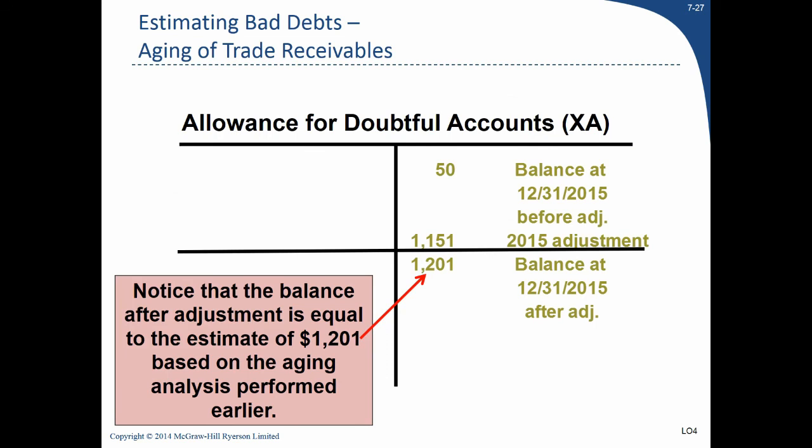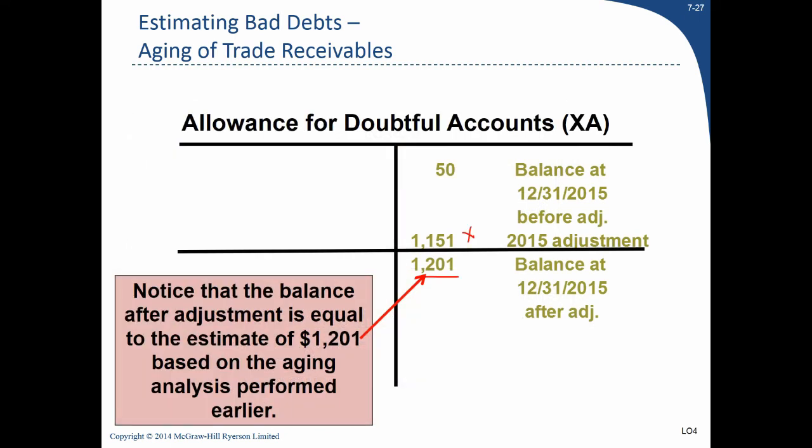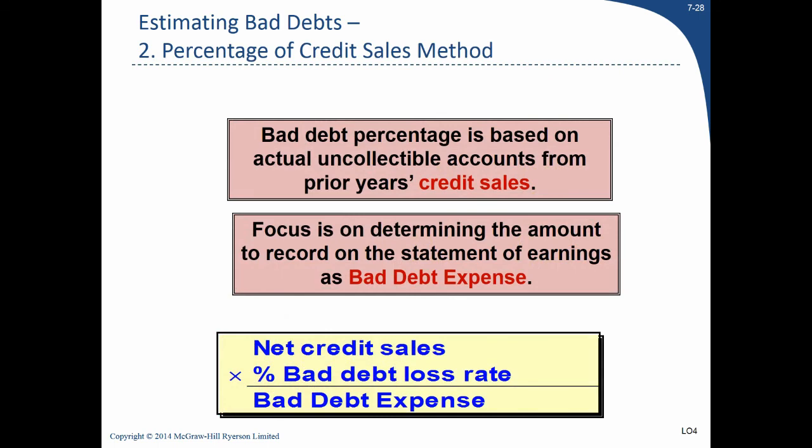Let me show you the T account. The T account will help you think about this much more clearly. You know 1201. You know the 50. This is your X. So you just solve for it. Here's our journal entry again. We recognize debit bad debt expense, credit AFDA. That's the first method, aging.